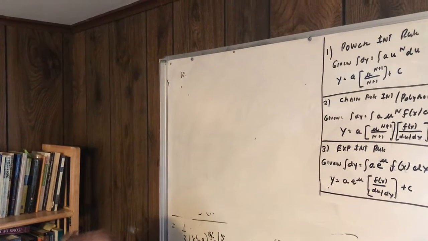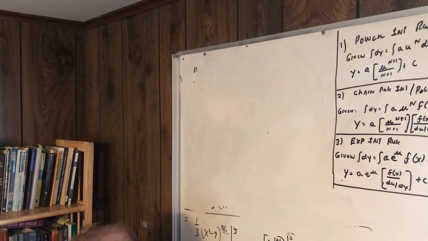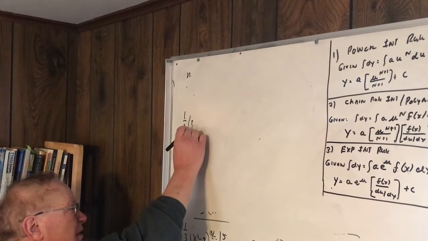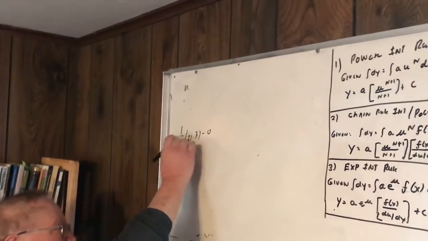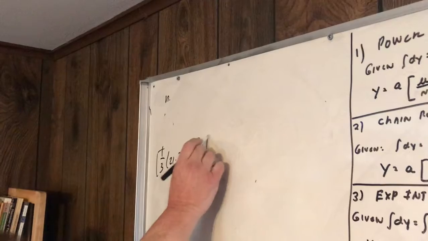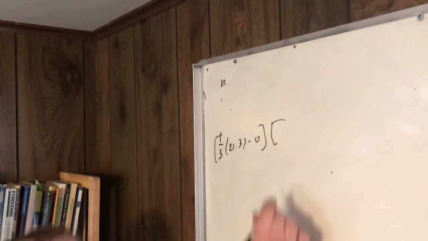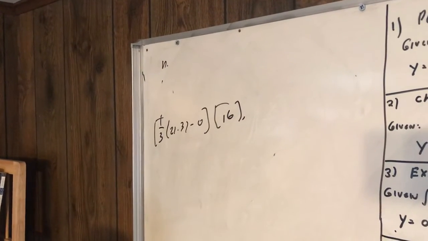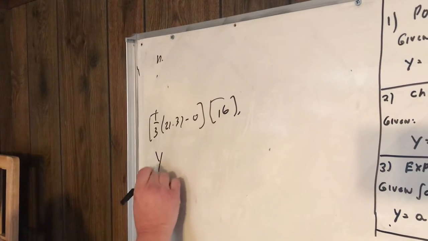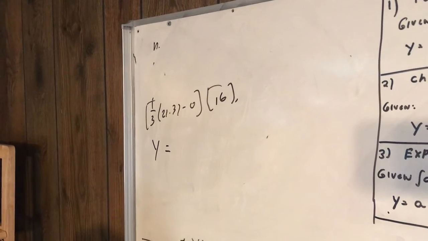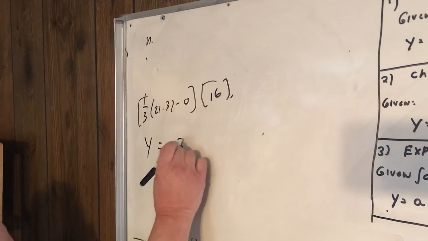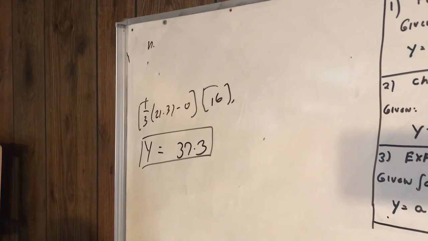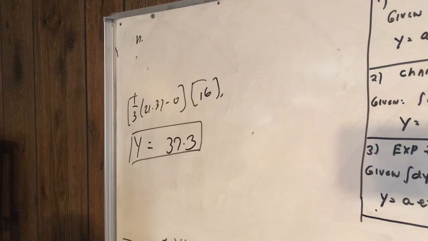1/3 of 21.3, minus, okay, we get 1/3 of 21.3 minus 0, times 25 minus 9 is 16. That's when I raised it to the 3/2 power. So the answer here comes out to be 37.3. And once again, a definite integral gives me a number answer. An indefinite integral gives me a function.